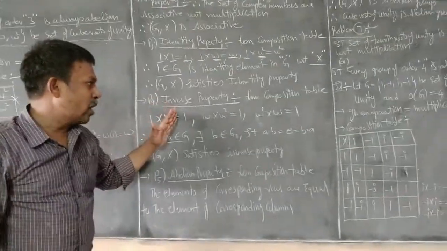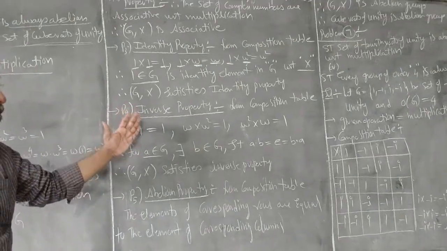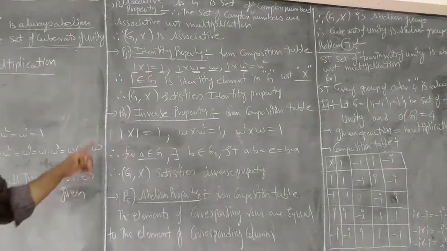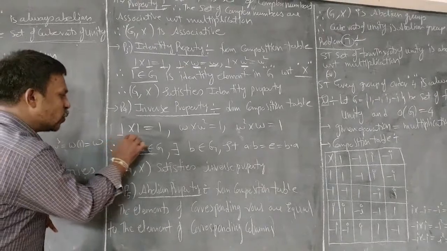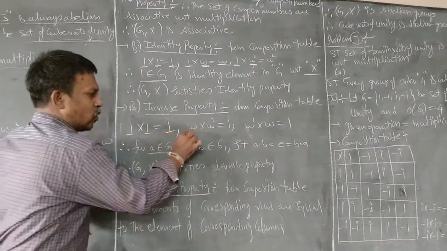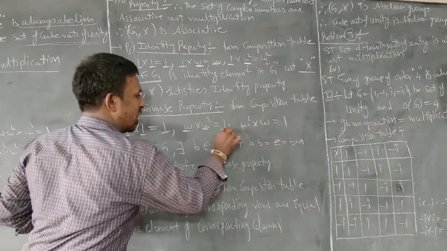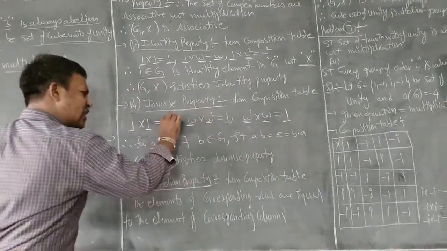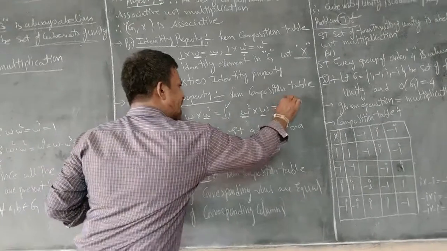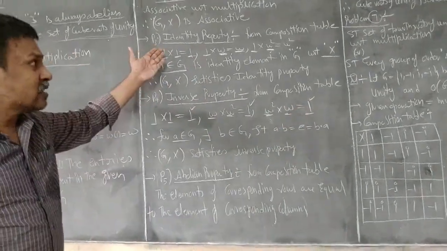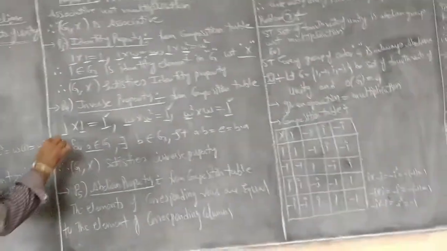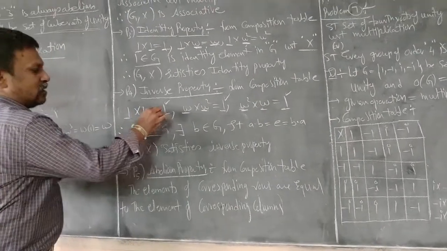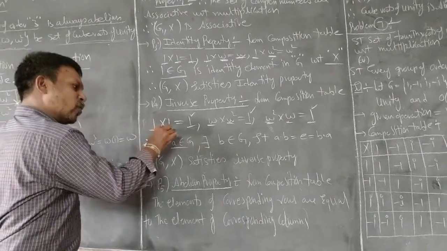Right. I will move on to the next property, that is the inverse property. From the composition table, we observe that 1 into 1 is 1. Omega into omega square is 1. Omega square into omega is 1. Right. What is 1 here? 1 is the identity element which we got in the identity property. Therefore, 1 into 1 gives 1. Here, the inverse of 1 is 1.